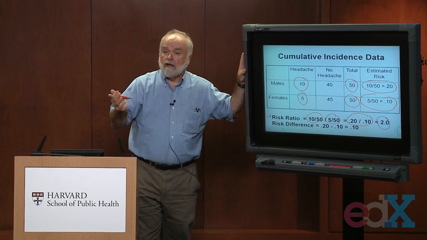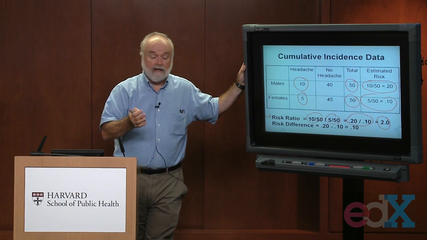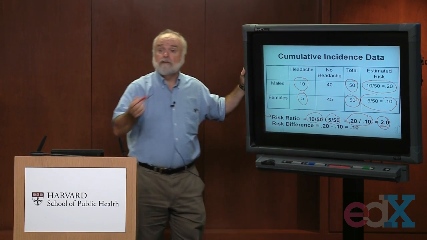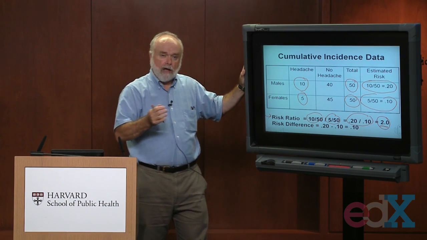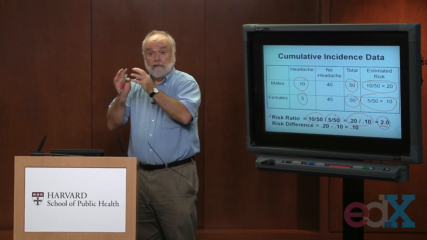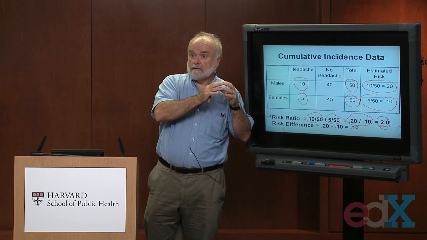How do we interpret that? We say the risk of developing headache for a male student in this class is twice that of a female. It's 2 times higher. So a ratio measure gives us a measure of how much you have to multiply the outcome in the non-exposed group, the females, to obtain the outcome in the exposed group, the males.